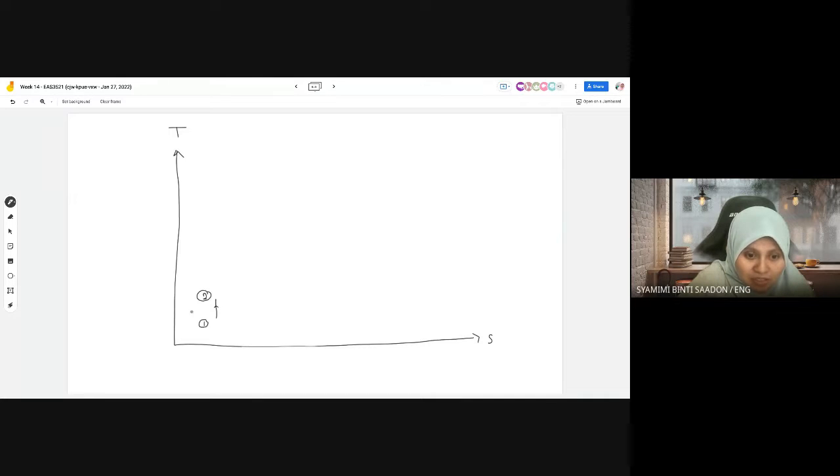So this is diffuser. I'll write it here. Diffuser. So diffuser in a TS diagram is a straight line like this. This is an ideal case. For the ideal case, we assume no energy loss, so entropy is constant. Not that it is zero, it is constant, 1 to 2.